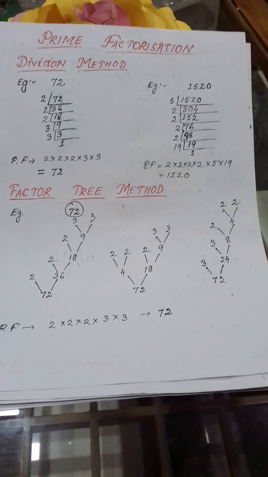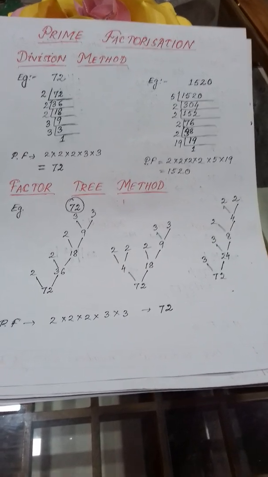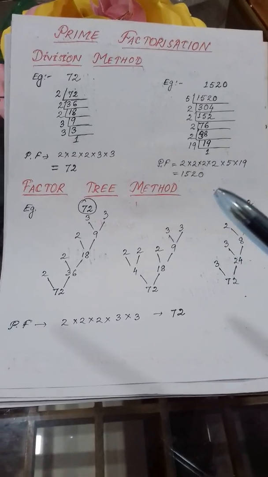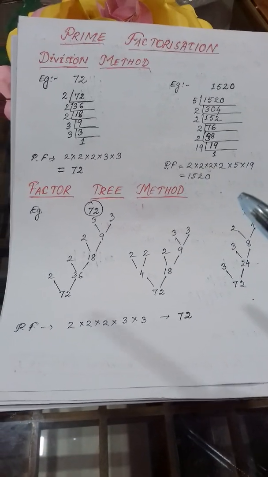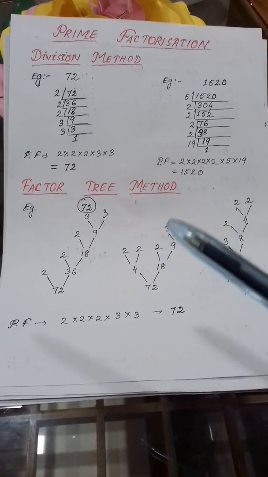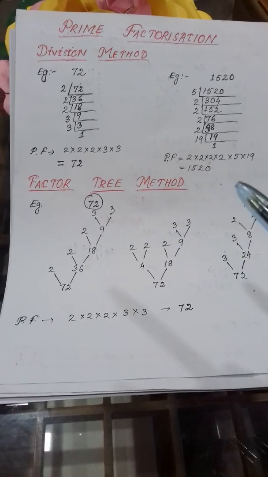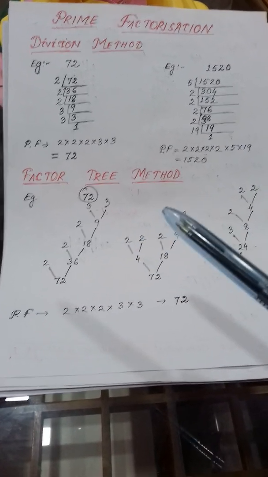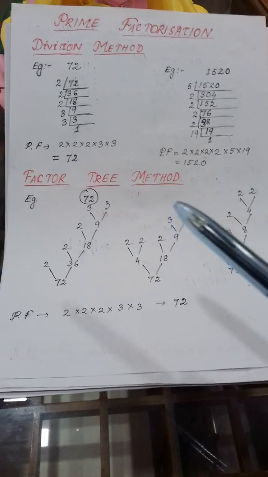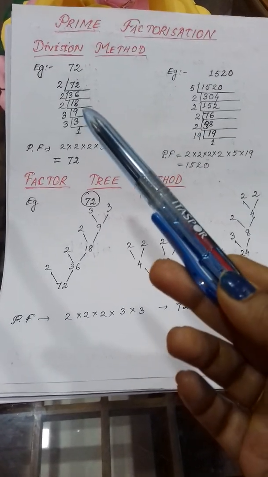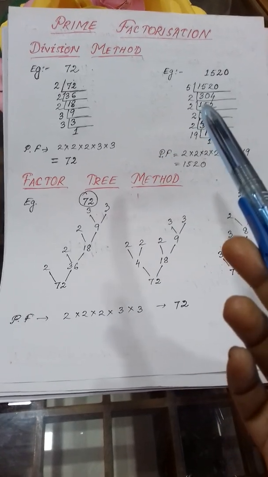During exams in the question paper, if you are asked to find the prime factorization, you can apply any method. But if it is mentioned to find the prime factorization of this number by division method or by factor tree method, then you have to apply that particular method. Clear? So now here you see I have given two examples I have showed you.